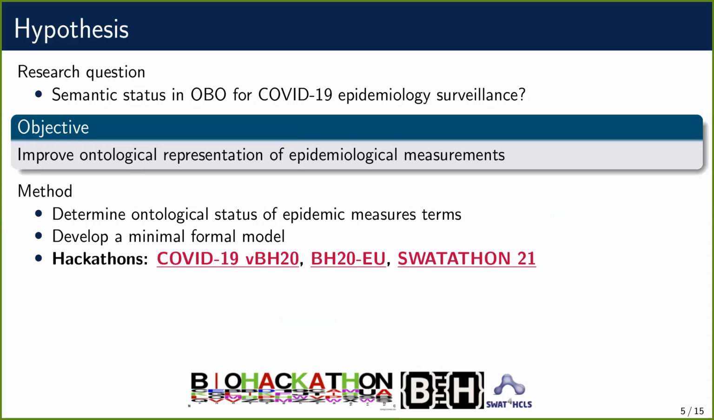So the research question was to determine the status, the semantic status, the ontological representation in ontologies of these measurements, of these data for epidemiology surveillance. So here we had mainly two objectives: to assess and improve the ontological representation of these measurements for epidemiology. So the method was mainly to determine the status in OBO of these measurement terms and to develop a minimal formal model.